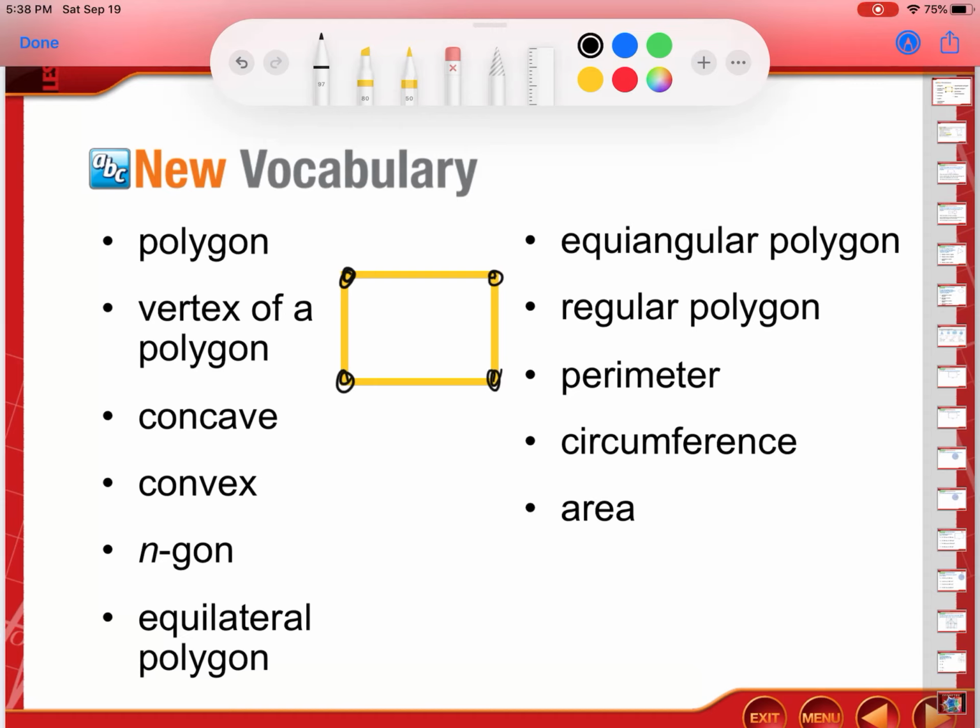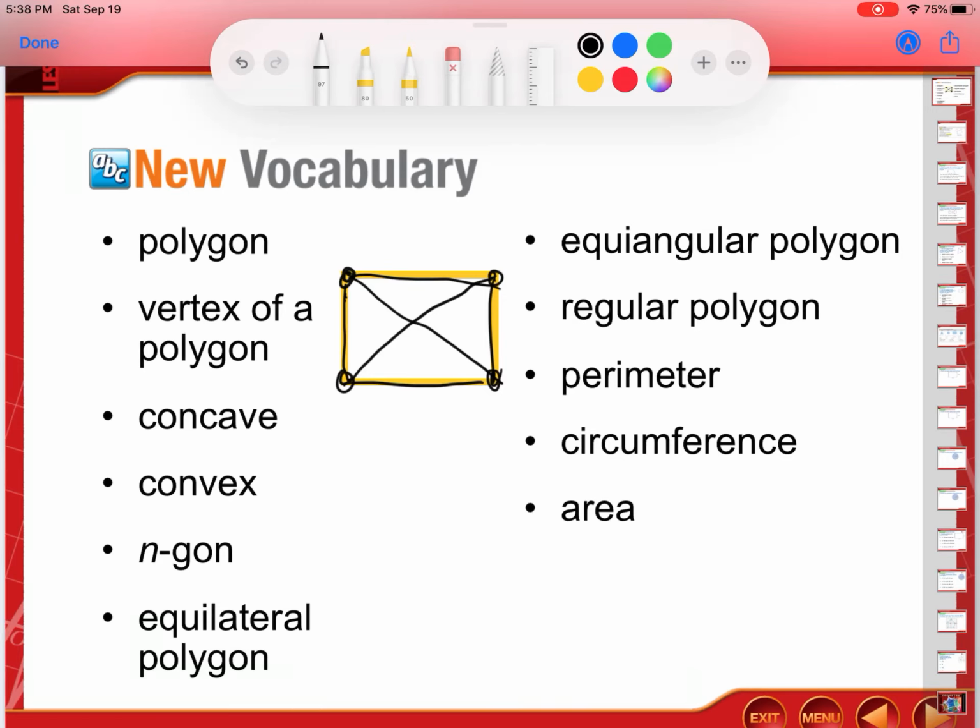This rectangle would be convex because when we draw lines between all of the vertices, I use those both. Vertices is correct, but it doesn't always roll off the tongue for me. When we connect all of those, they're all contained within the figure.